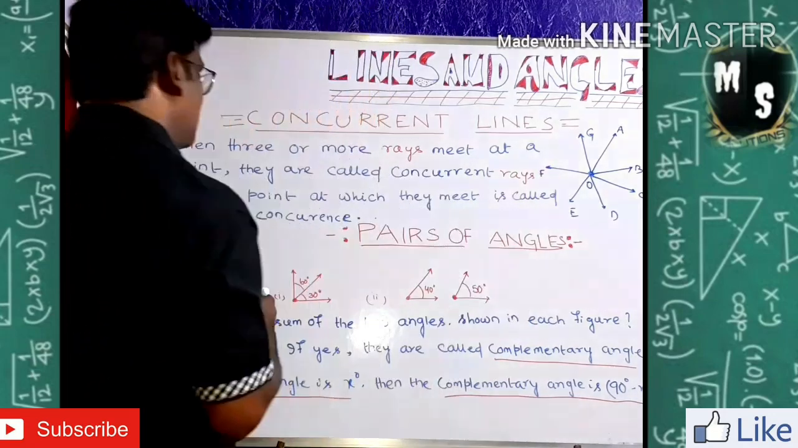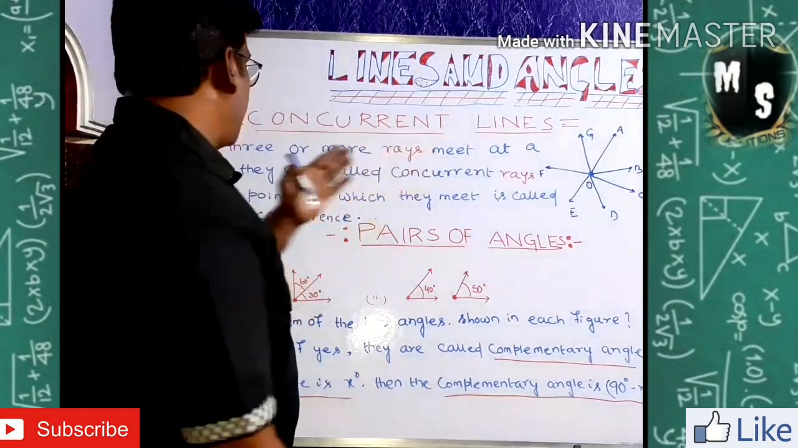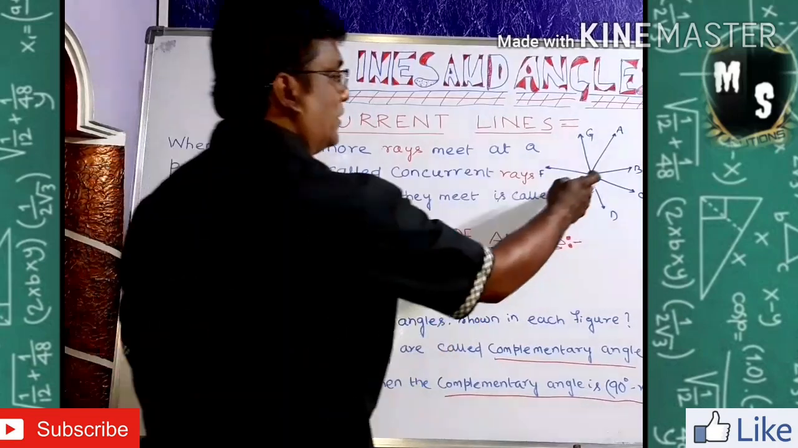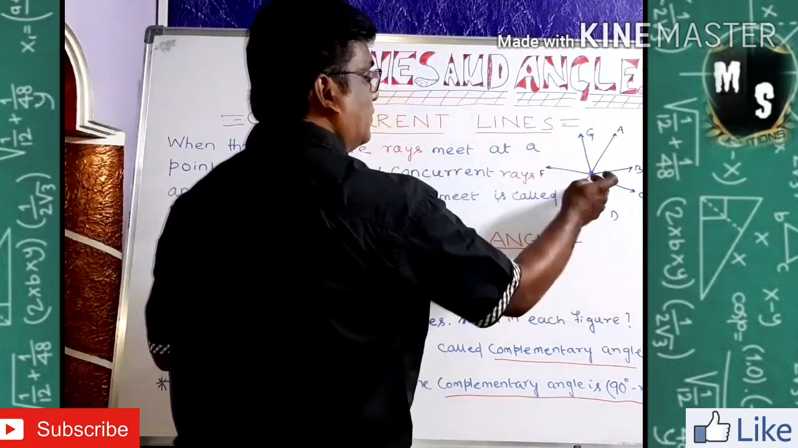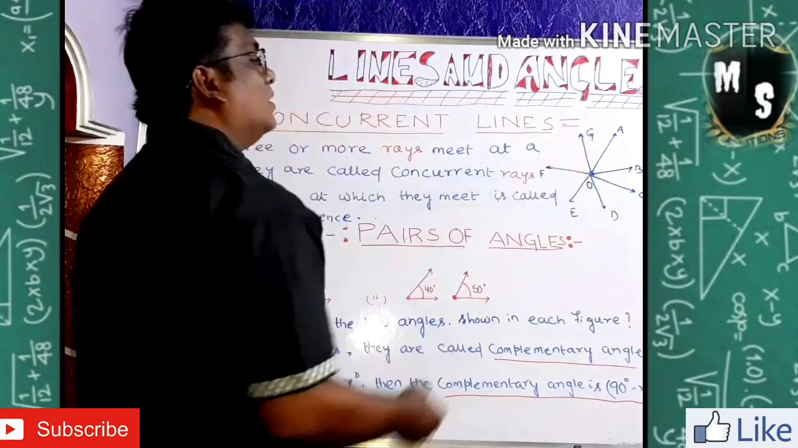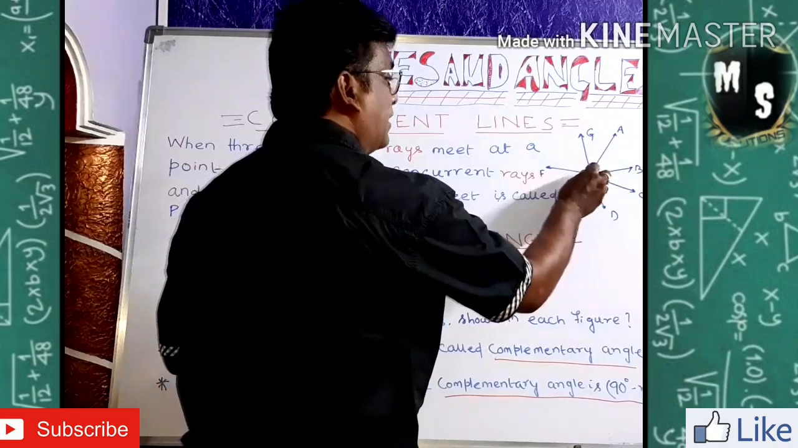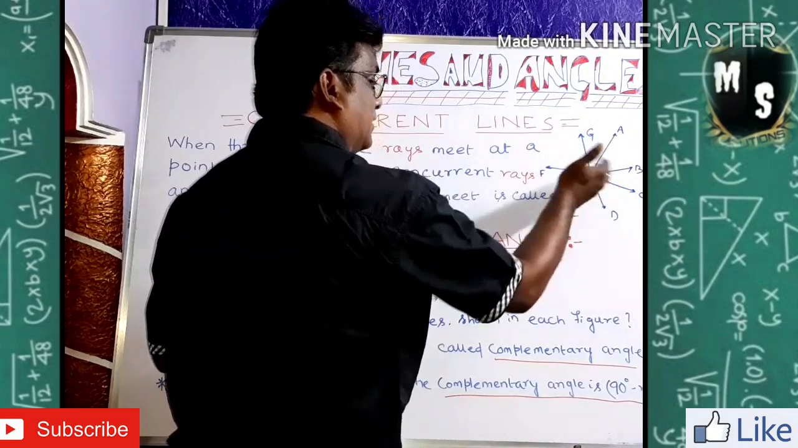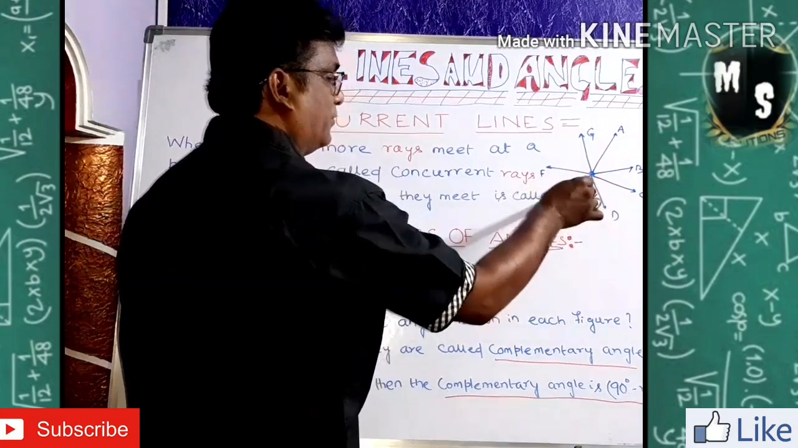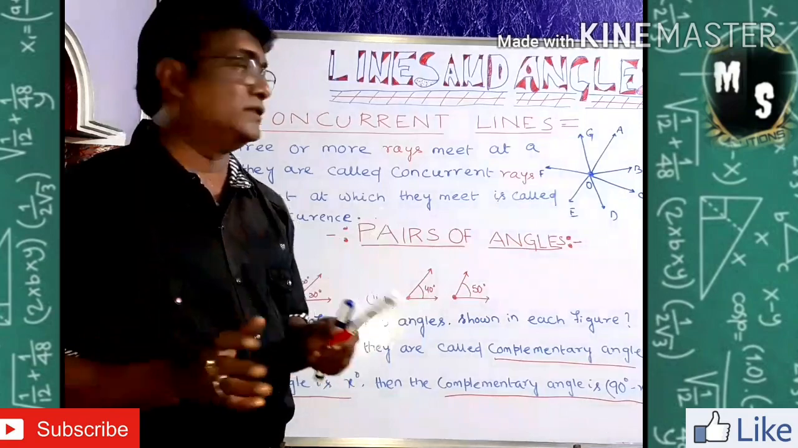Clear? When three or more rays meet at a point, they are called concurrent rays. So O to A is a ray, O to G, O to F, O to E, O to D, O to C, O to B. They all are rays. They are coming to meet at one point, but from one point they are going out. So these rays, OA, OB, OC, OD, OE, OF, OG, all are called concurrent rays.